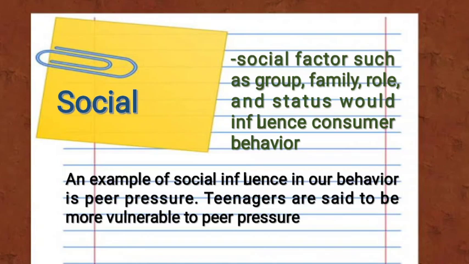So the social factor, such as group, family, or family role and status, would influence consumer behavior. An example of social influence in our behavior is peer pressure. So basically, teenagers are said to be more vulnerable to peer pressure. So meaning to say, this social factor is one of the factors that influences our behavior towards our consumption. Say for example, ayaw mo bumili ng particular product, but because your friends have this particular product, you have no choice but to buy or purchase the particular product.